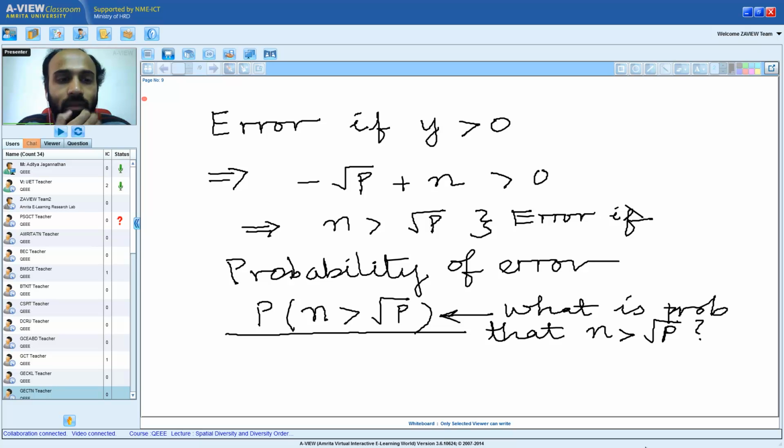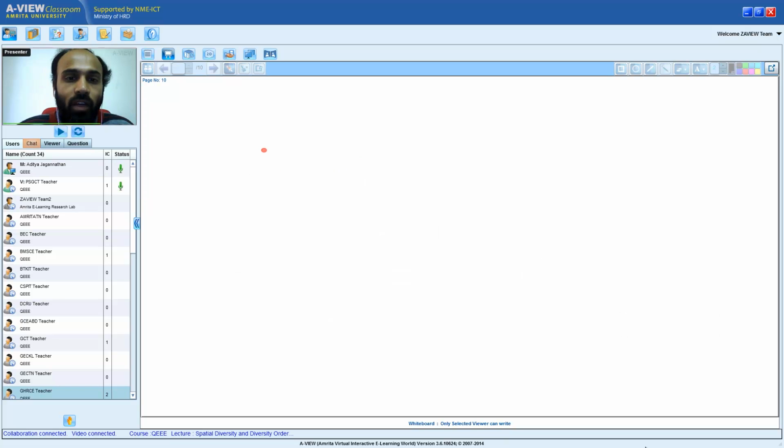Any answer? PSG College of Technology, using error function. Yeah, using error function, but I'm looking for formulas. Can you explain how I can find the probability? Sir, integrate the PDF of n from root p to infinity. Okay, integrate the PDF from square root of p to infinity.